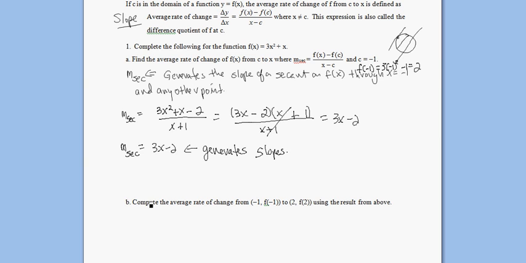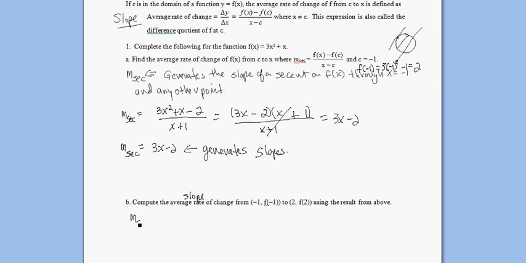So the next one says determine the average rate of change. When I hear average rate of change, I think of slope. So find the slope that goes through negative 1 and also goes through 2 using the result from above. Well, this thing generates slopes provided it goes through x equals negative 1. Well, we already have negative 1. So therefore we want to find the slope of the secant line that goes through negative 1. Negative 1 was used to generate this function. This slope generating function is only true for f of x and x equals negative 1 and any other point. Well, in this case, our other point is 2.